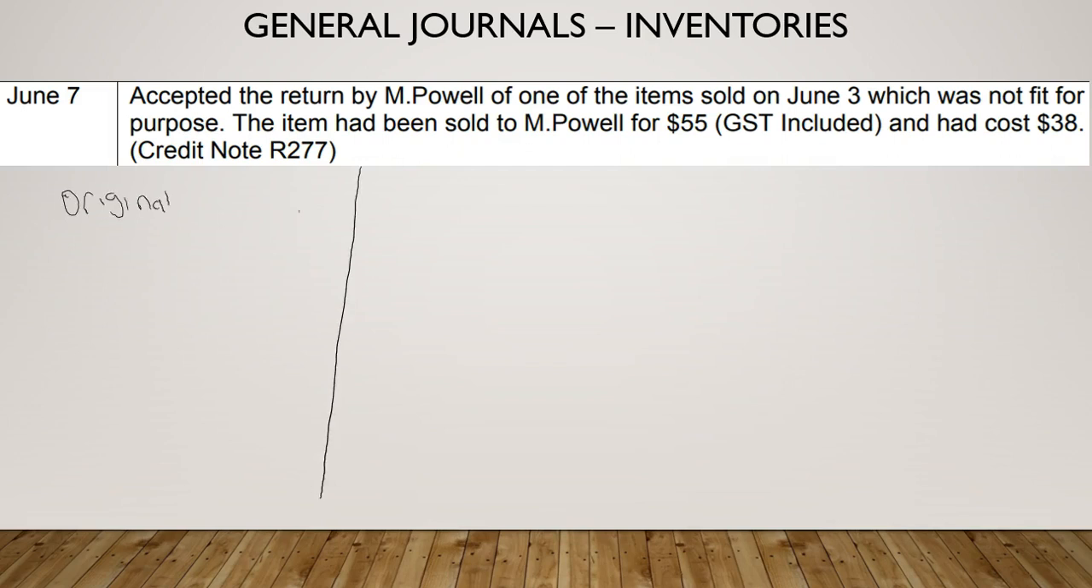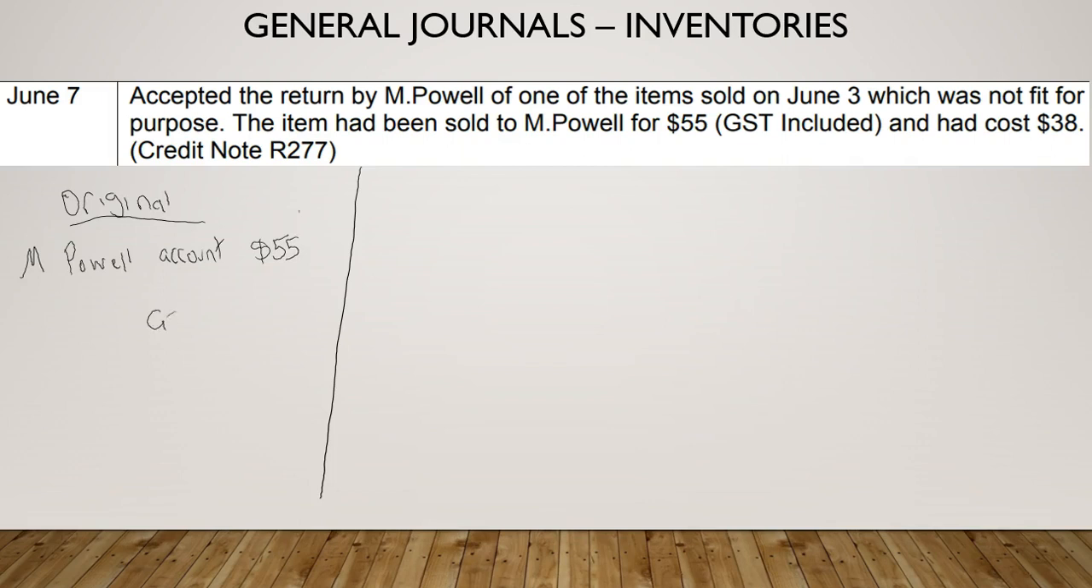Okay, and you do this in the columns of your exam or your test, or on a scrap piece of paper. Don't let it confuse the markers as to what you're actually doing. Okay, but originally what would have happened is we would have had sales, we would have had accounts receivable by M. Powell, we would have had inventory, we would have had GST, and we would have had cost of goods sold. So I'm going to write them all out so that when I reverse them, it makes it easier. So when I originally sold them, M. Powell would have owed us more money. So that's an asset going up, which is a debit.